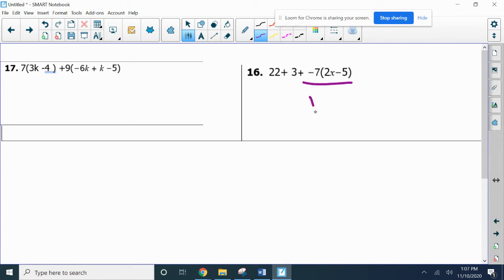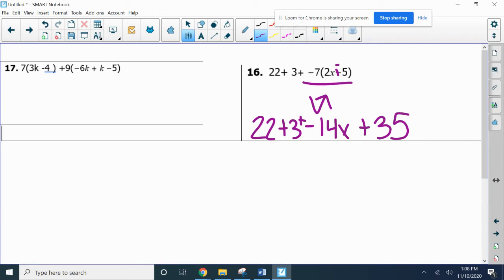So I have negative 7 times positive 2x, so negative 14x, and then negative 7 times negative 5 is going to give me plus positive 35, because 2 negatives multiplied give me a positive. And then I'm going to bring down 22 plus 3 plus that negative 14x and that positive 35. So 22 and 3, I'm going to say 25 plus negative 14x plus 35.